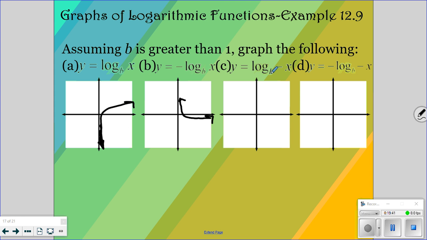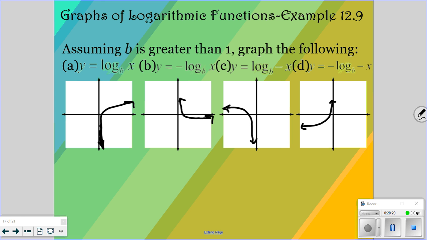Okay, for this one, log base b of -x, that's going to look like that. And then negative log base b of negative x. Does anybody have any ideas? Maybe some of y'all thought it would look like this. Hopefully so. That's what it would look like.